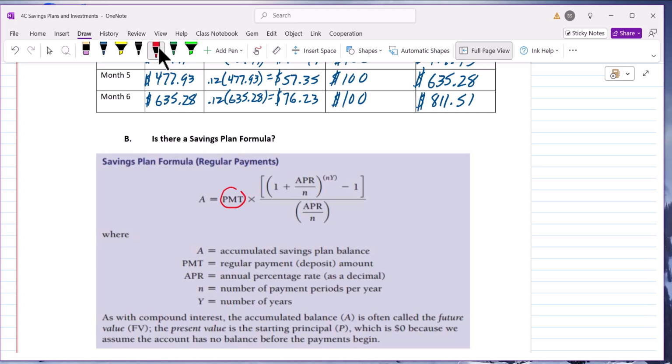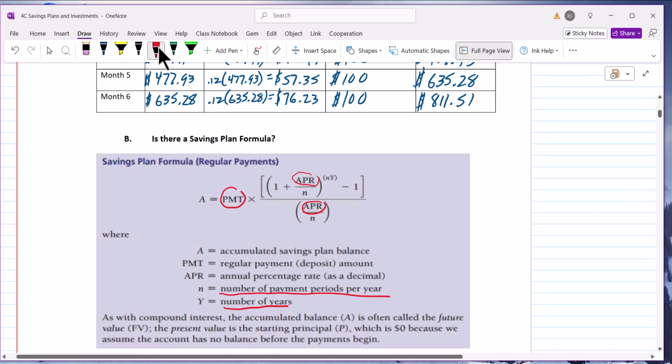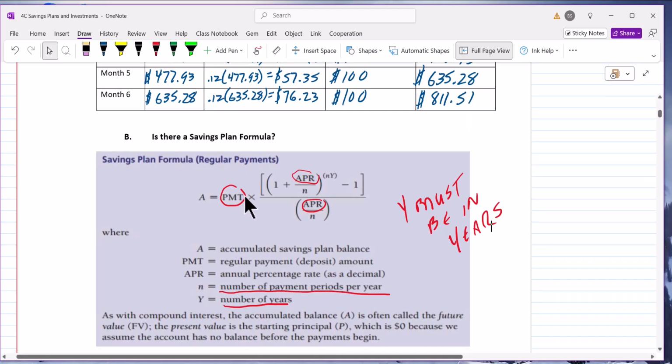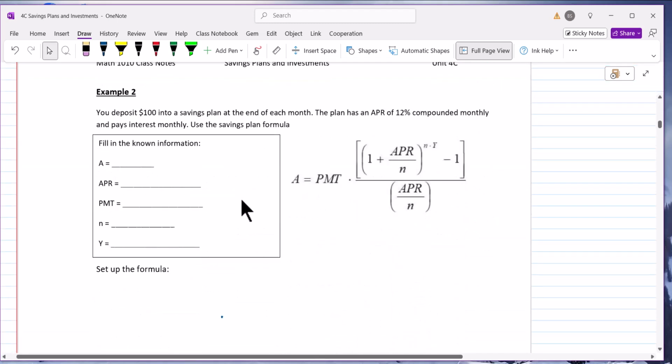Everything else means the same thing. You've got your interest rate, your APR, and then N, just like in the compound interest formula, is the number of payments that you make in a year, and Y is the number of years. One important thing, and this is a good thing to write down because students sometimes mess up here: Y must be in years. Today we're going to focus on how to use this formula and get comfortable with the savings plan formula. All right, let's go to the next page, and that's what I'll get you going on.